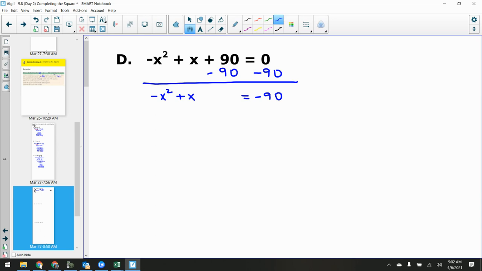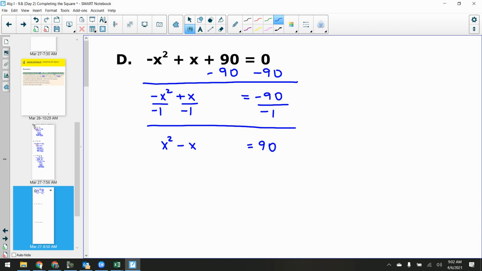But guess what? Can I do that yet? Same thing here. This is another negative 1 in front of x squared. So I've got to divide through by negative 1. And everybody gets divided by negative 1. Not just pieces and parts. Everybody gets divided by negative 1. So that means I've got x squared minus x equals positive 90.